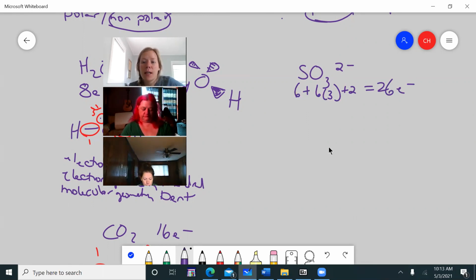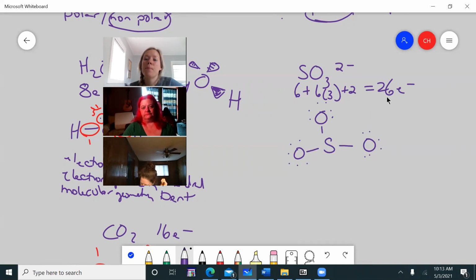Sulfur and 3 oxygens, I think a sulfur in the center and the oxygens around it are the best bet for a balanced structure. Then we have to stick it together, right? So boom, boom, boom. What's the last thing we need to do here? We need to make the outer guys happy and then the inner guy. So I'm going to add 1, 2, 3, 4, 5, 6, 7, 8, 9, 10, 11, 12, 13, 14, 15, 16, 17, 18, 19, 20, 21, 22, 23, 24. So I have 24 electrons on the board.